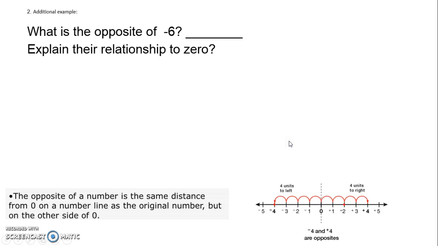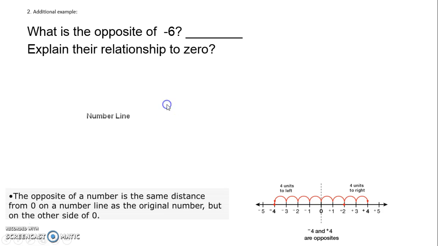Let me give you an example. For instance, -4 and 4 are opposites, because -4 is 4 units to the left of 0, and +4 is 4 units to the right of 0. They're the same distance from 0. They're both 4 units from 0, just on opposite sides of 0. So let's do the same for -6.